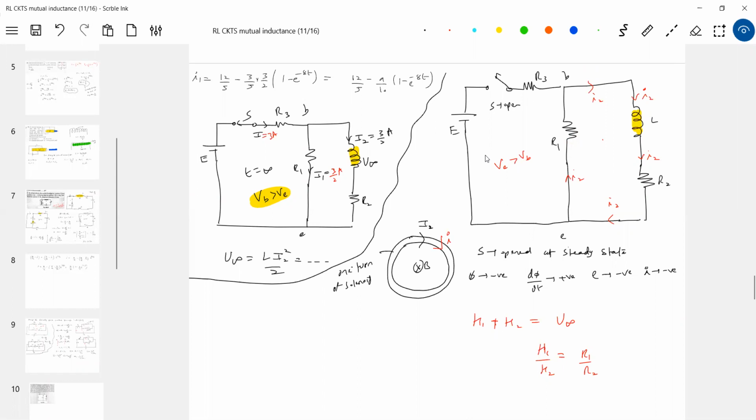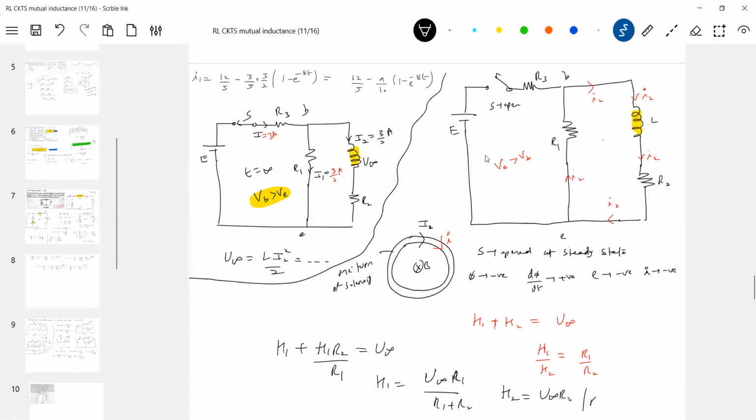Then what is the ratio of heat generated? What is H1? Substitute here. H2 in terms of this. H2 you can write as H1 R2 by R1. So what is H1 equal to? U infinity R1 by R1 plus R2. Similarly, what is H2? U infinity R2 by R1 plus R2. So you can directly do it, no need to integrate. Take help of this.